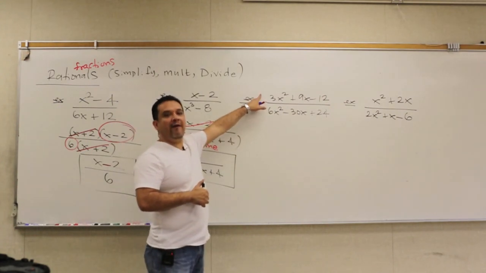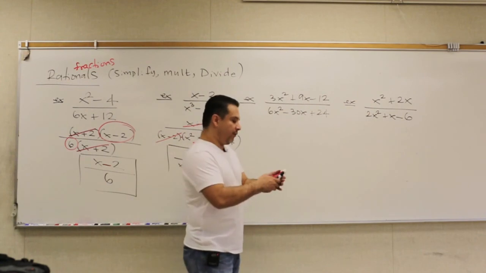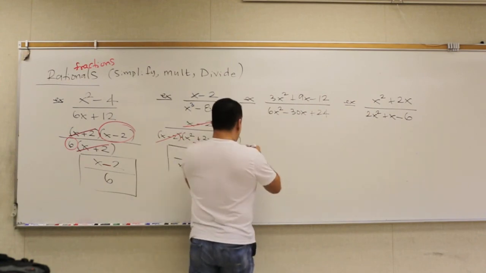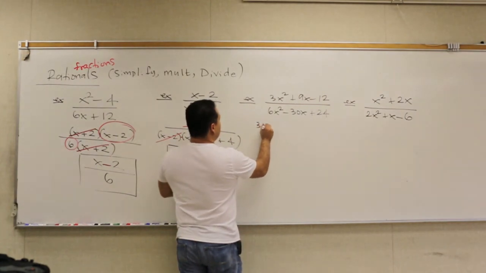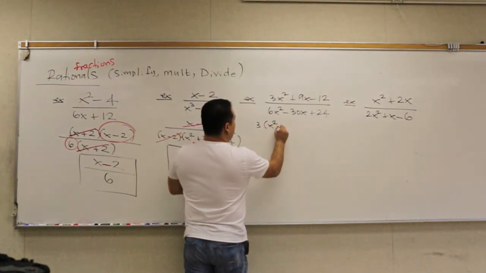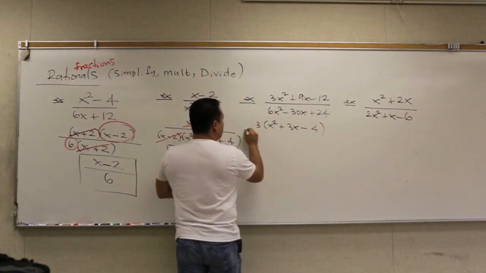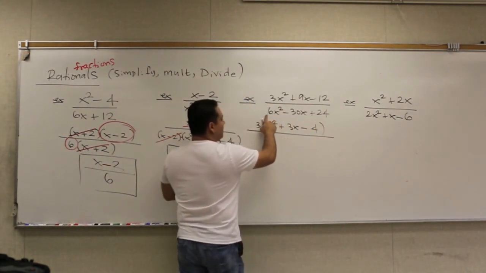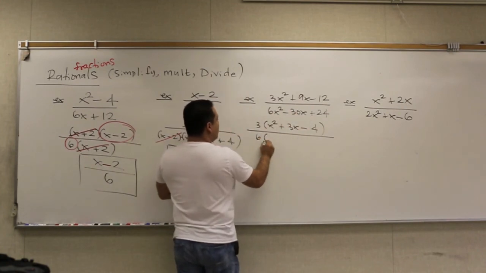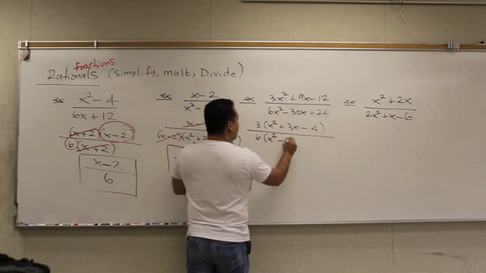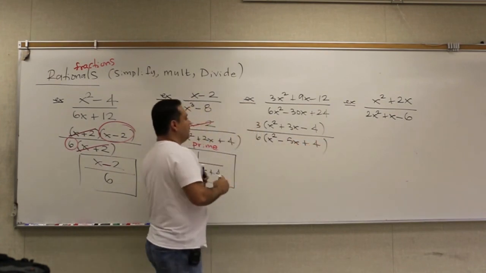What about this? You're going to factor completely. What do you guys notice? They're all multiples of what? 3. Of 3, right? So when we factor, this is 3. You get what? X squared plus 3x minus 4. And then, is this multiples of 3 or 6? Okay. 6, what do you have left? X squared minus 5x plus 4.